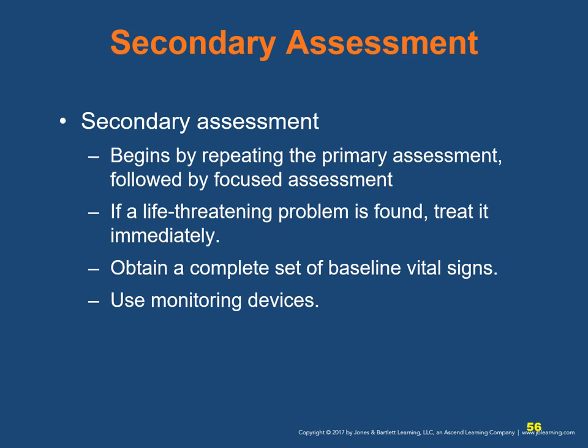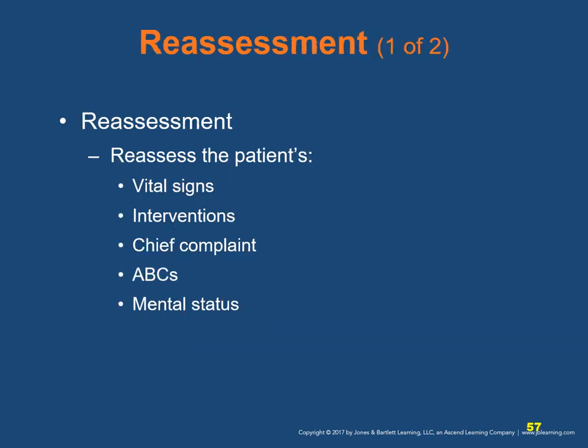If your patient's condition is unstable or could become unstable, reassess vital signs every 5 minutes. If the patient is in stable condition, reassess vital signs every 10 to 15 minutes. Monitoring devices: use monitoring devices to quantify the patient's oxygenation and circulatory status. Use a non-invasive technique to monitor blood pressure and a pulse oximeter to evaluate the effectiveness of oxygenation. Reassessment: reassess the patient's vital signs, interventions, chief complaint, ABCs, and mental status.